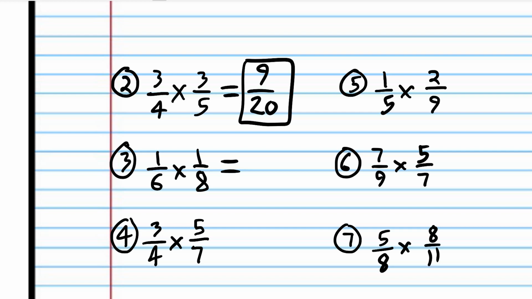Number 3, 1/6 times 1/8. 1 times 1 is 1. 6 times 8 is 48. So multiplying fractions is very, very easy. It's just applying it in the real world. That's where it gets difficult.